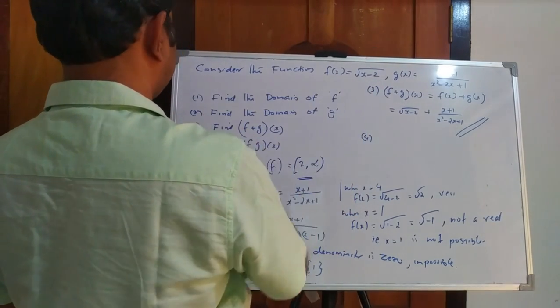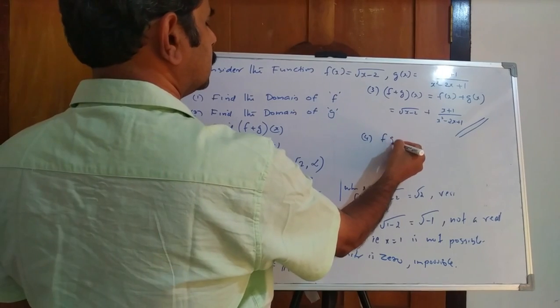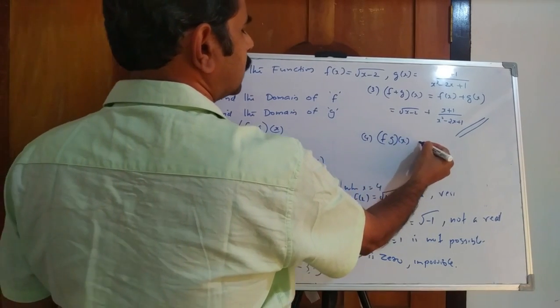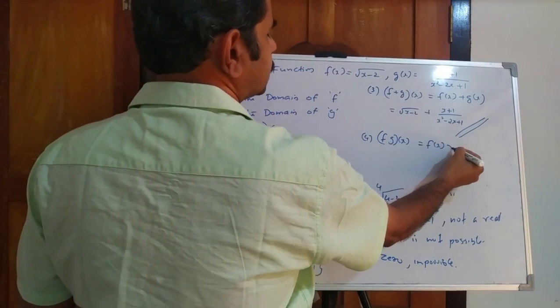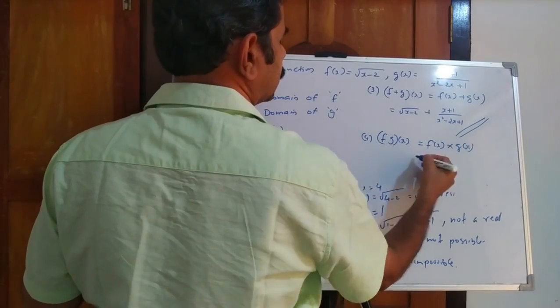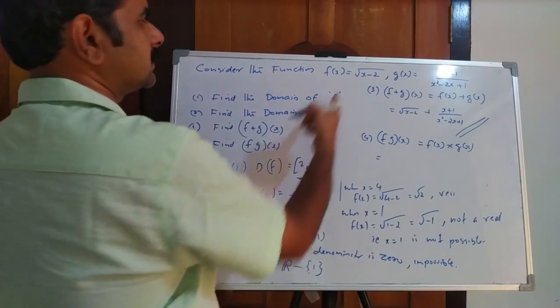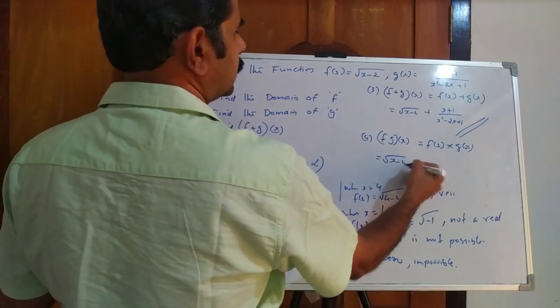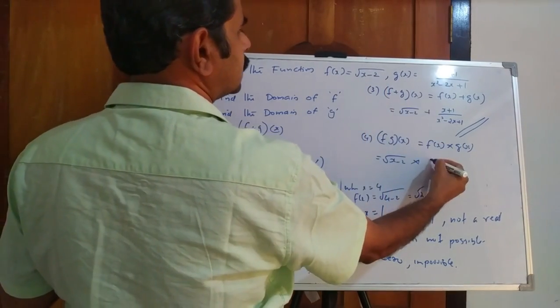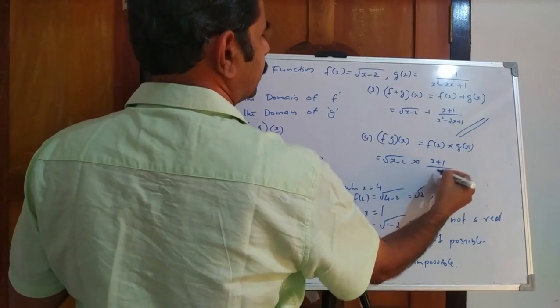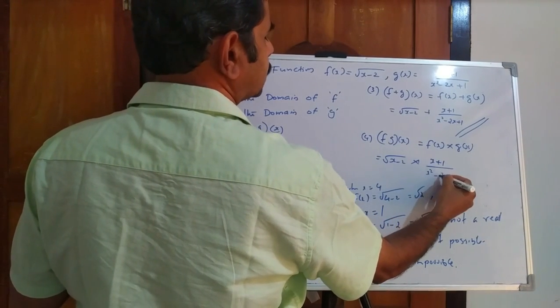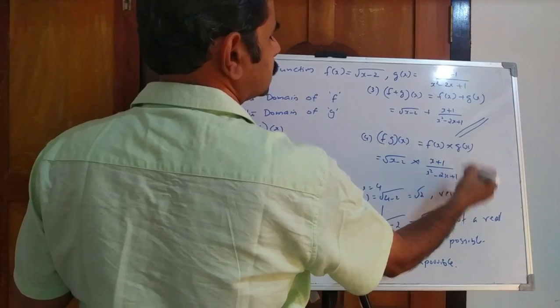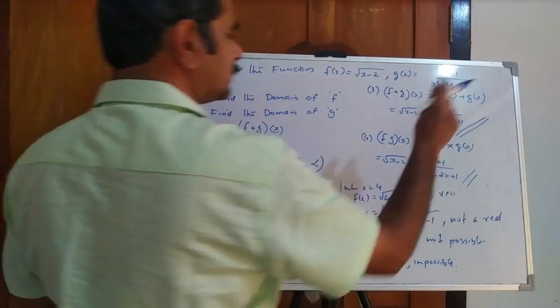f into g. f into g of x means what? f of x into g of x. What is f of x? Root of x minus 2, into g of x, x plus 1 divided by x square minus 2x plus 1. That is all about its answer.